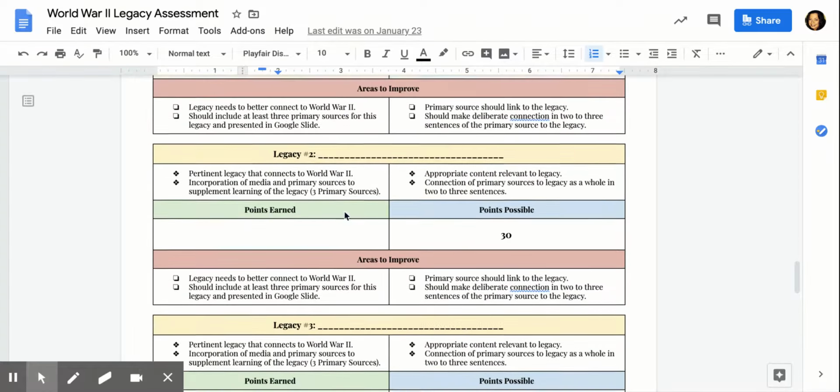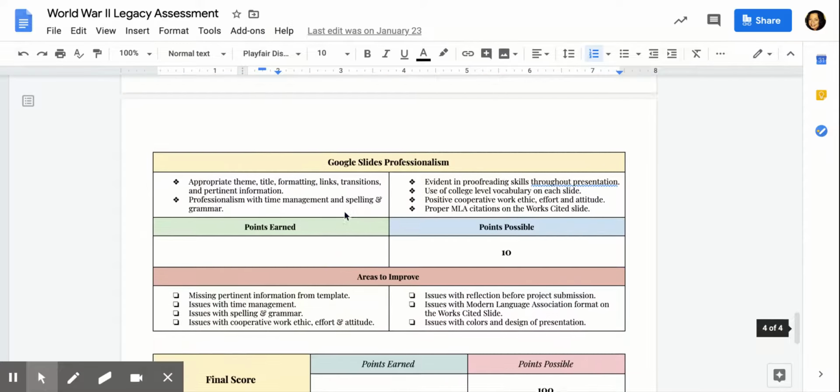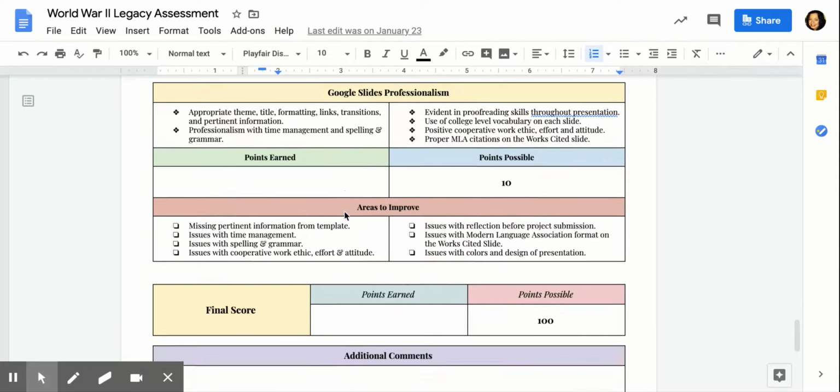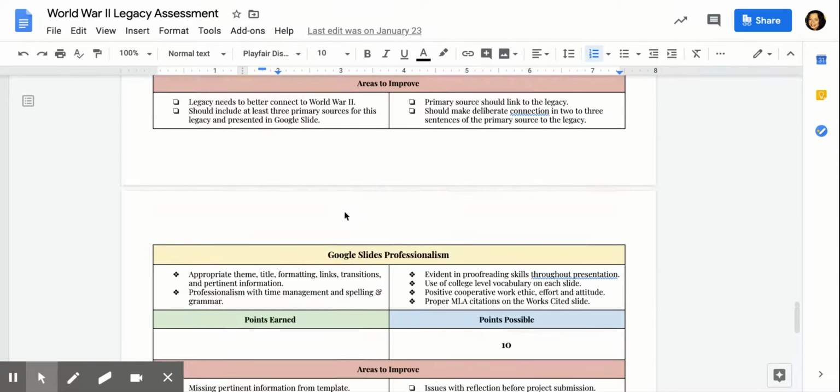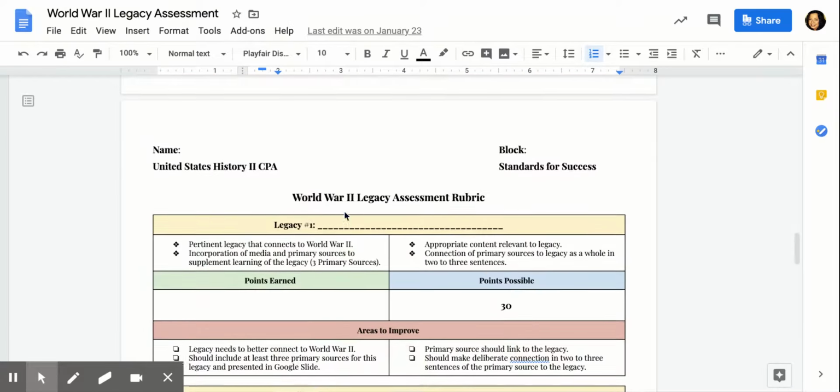And then here's the rubric on how you're going to be graded. Each legacy is 30 points. And then your Google Slides, how nice is it? That's 10 points. That's 100 points, the whole situation. So instead of a test, this is what we're going to do.